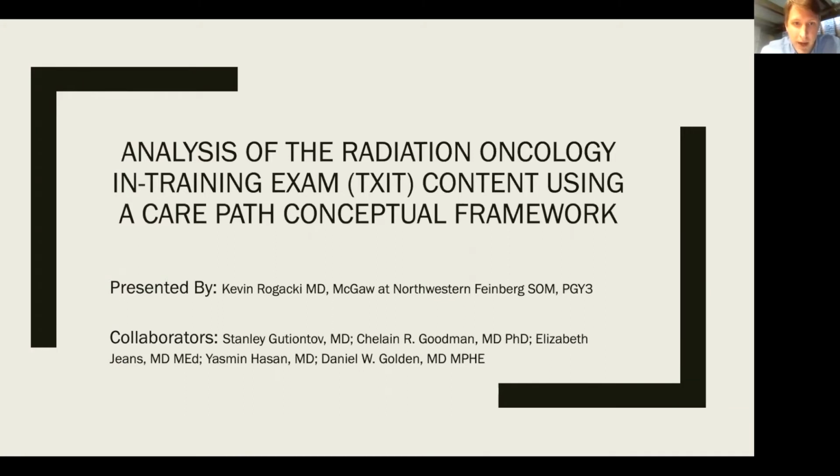I'm going to be talking about an analysis of the radiation oncology in-training exam, also known as the TXIT, and its content using a care path conceptual framework. I have also many wonderful collaborators at UChicago, Northwestern, and Mayo Clinic who helped with this work.